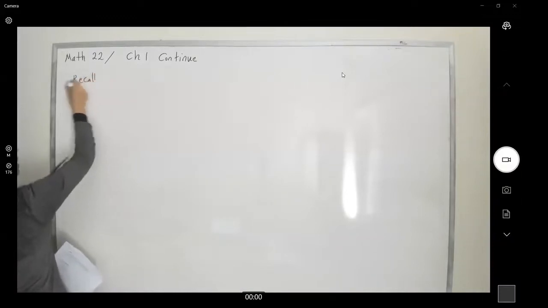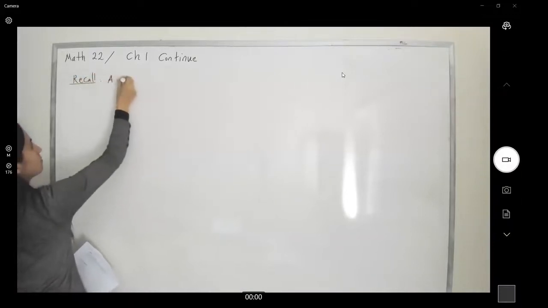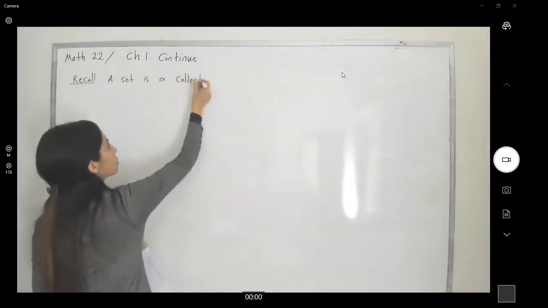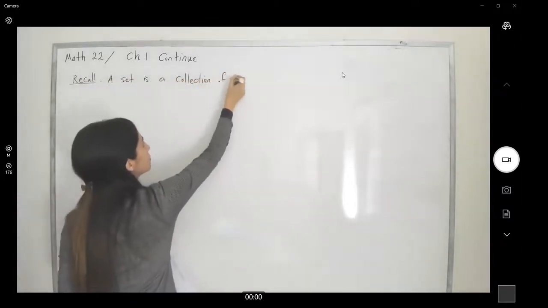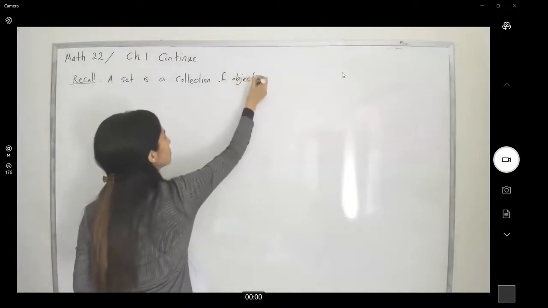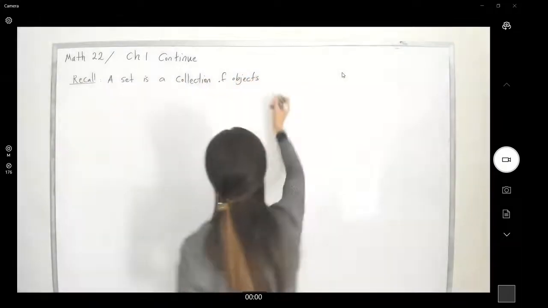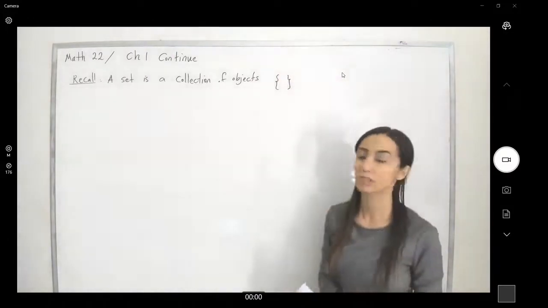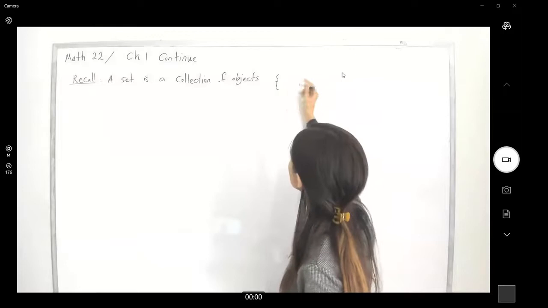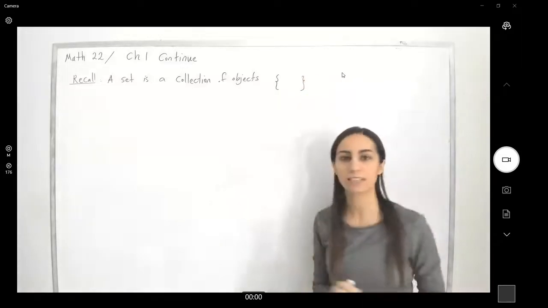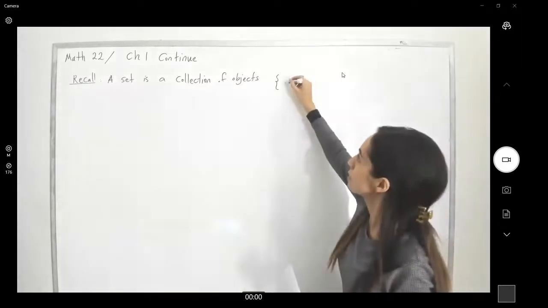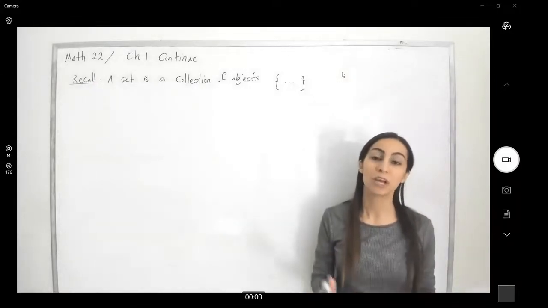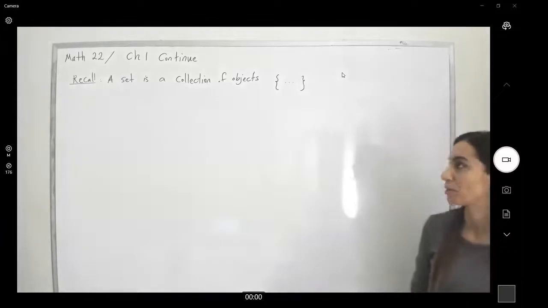What we learned so far? We learned that a set is a collection of objects. We use set notation, curly braces or curly brackets, to denote a set. Sometimes it's easy to list the members of a set, some other times it's not easy. So sometimes we use roster notation, some other times we use set definition.